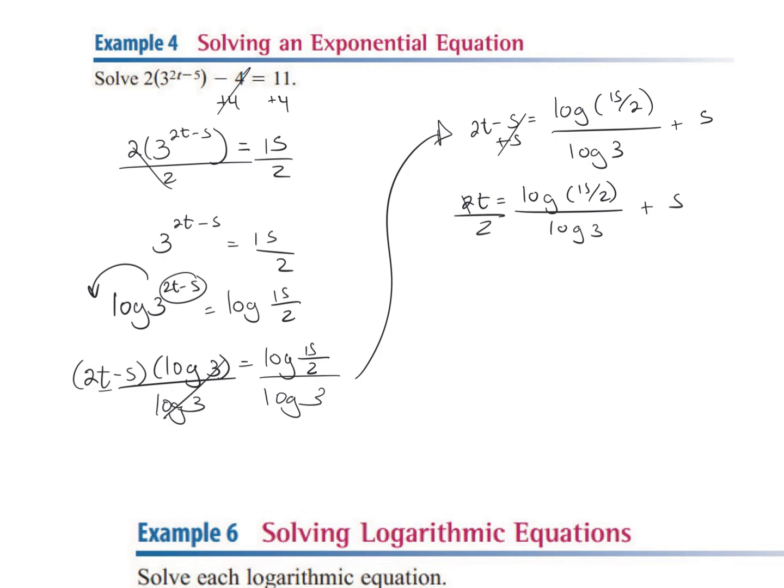I'll then divide by 2, but I'll divide the whole thing by 2. So when you plug it in the calculator, make sure you plug in log 15 over 2 divided by log 3. Hit enter. After that, you would do plus 5. Hit enter. Then you would do divided by 2. You would hit enter, and then you would get t is 3.417.